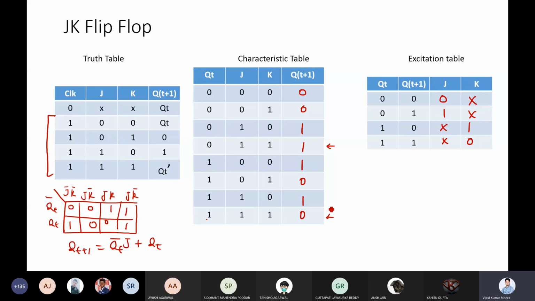Now similarly, if you look into the excitation table, when Qt and Qt plus 1 are 0, 0, you have two cases. J is 0, K is 0, 1. So definitely it's X. When it is 0, 1, you have to check this one, and is there any other 0, 1? Yes, here. So both the cases: this is for 0, 0 and this is for 0, 1. So again, the J value is 1, K is 0, 1.